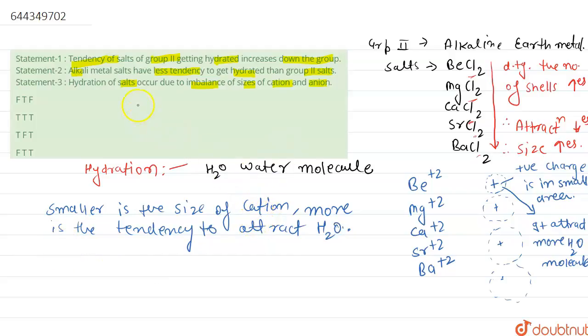So now we'll check our statement that the tendency of salts of group second getting hydrated increases down the group. This is false, because the beryllium cation has the smaller size and smaller size has more tendency to attract the water molecule. Therefore, the hydration of the Be+2 ion is maximum, and as we move down the group, it decreases. Therefore, the statement first is false. Now we will move to the statement second.